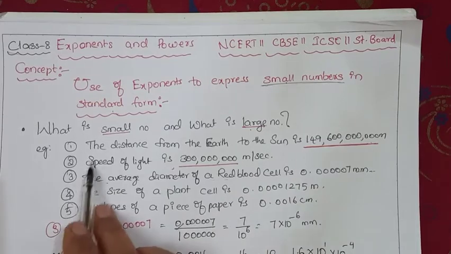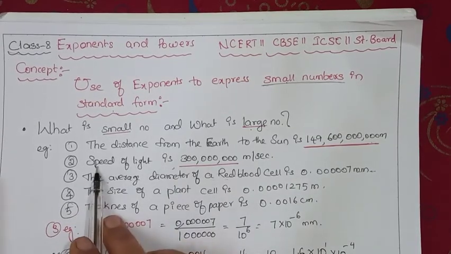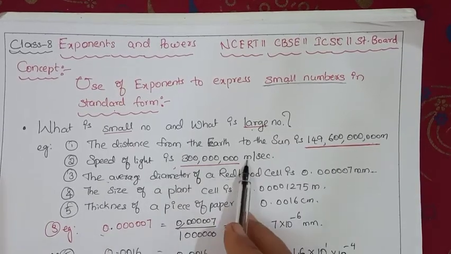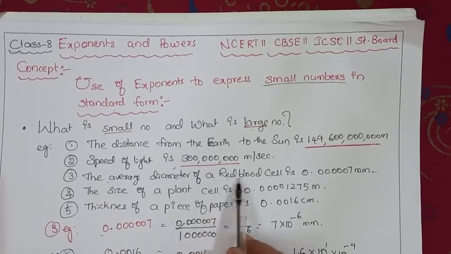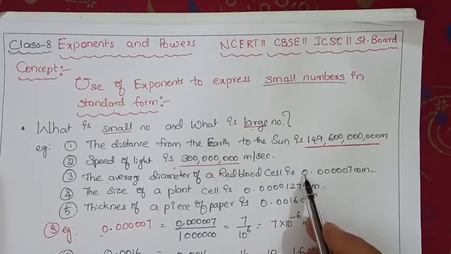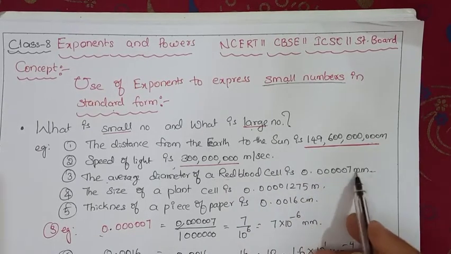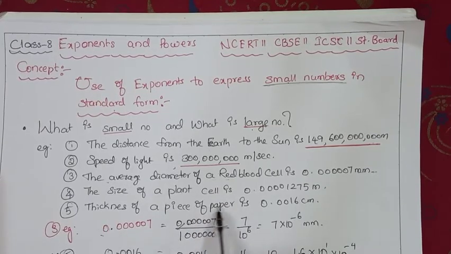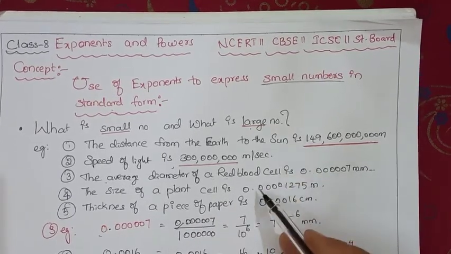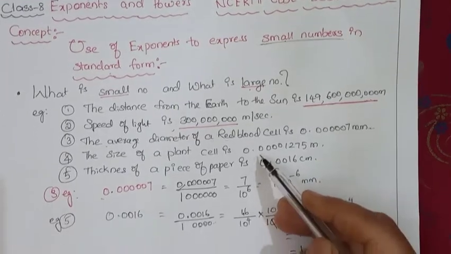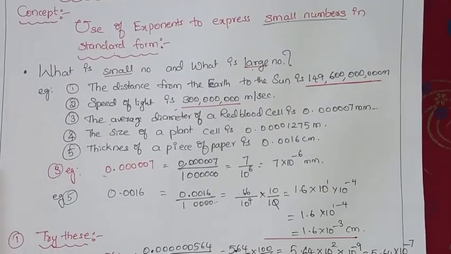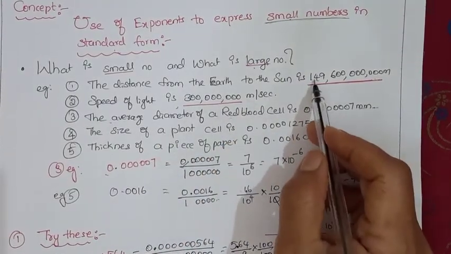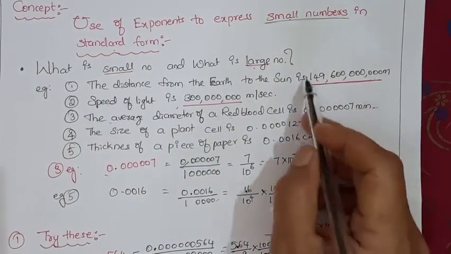So a few more examples. Let us read. Speed of light is given here, millions of meters per second. Average diameter of a red blood cell is 0.00007. The size of a plant cell, the thickness of a piece of paper. These are 5 examples I picked from the NCERT textbook. We have also discussed how to convert large numbers into standard form.